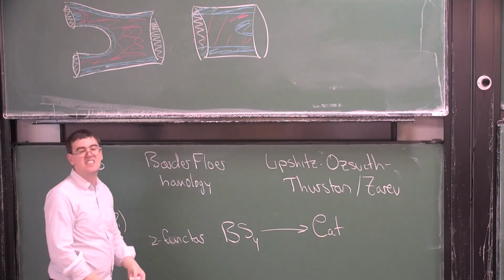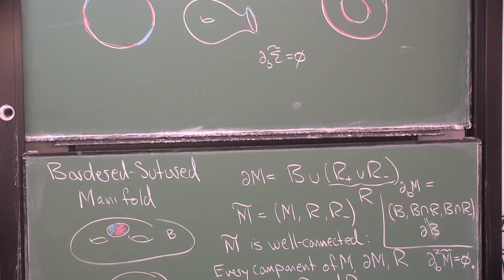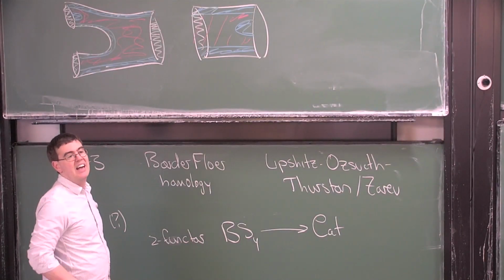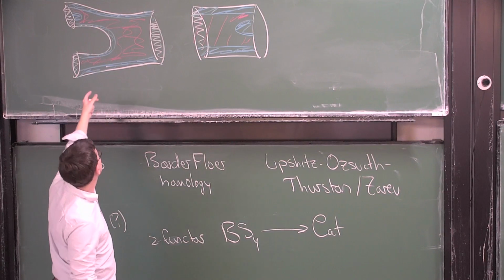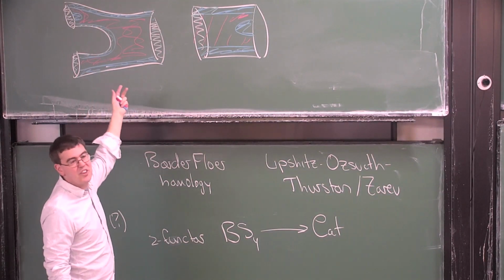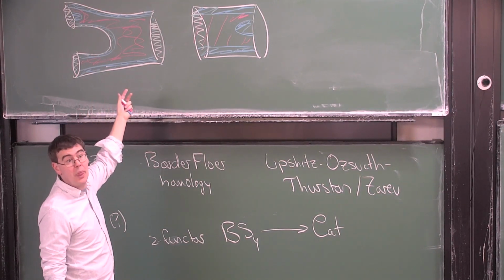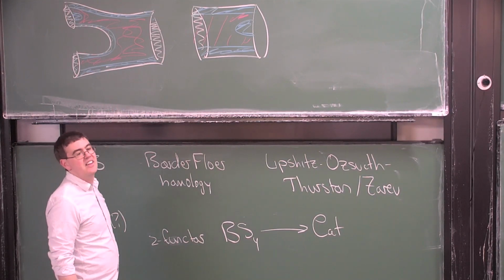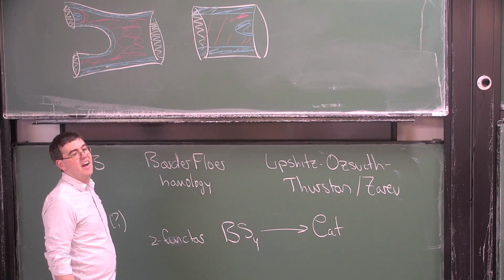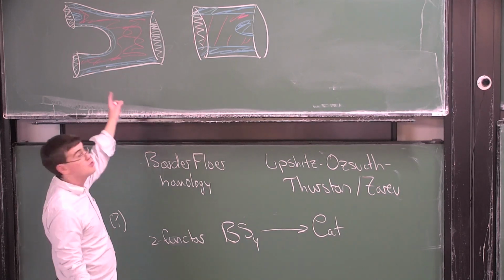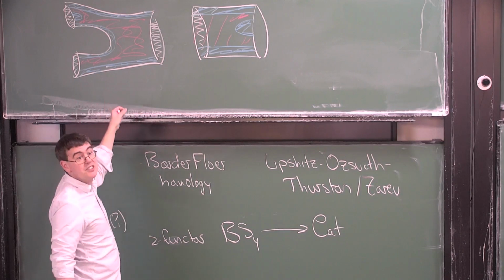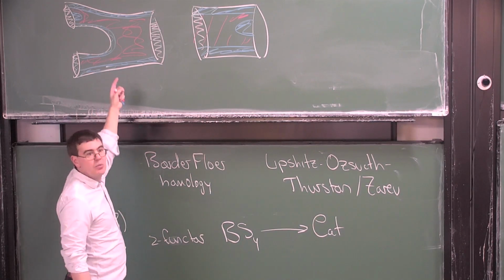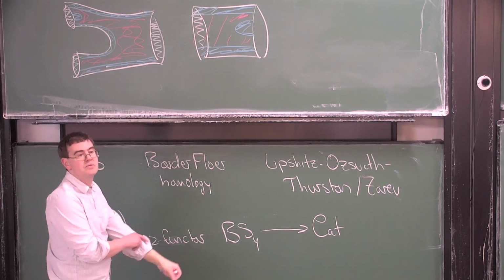Sorry, can you explain again? So this red and blue stuff is inside M? Or the red and blue stuff is on the boundary of M. So M is, in this case, this three manifold. Both of the things I drew are homeomorphic to the three ball. Yes, that's right. And the boundary is like three white discs and the sutured region. So B would be the white disks, R plus would be red, and R minus would be blue.